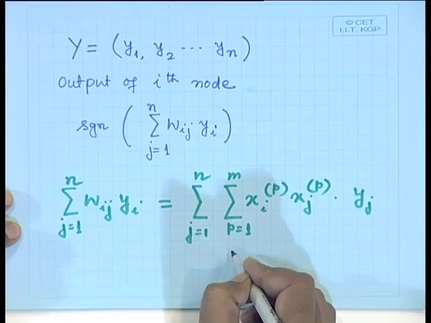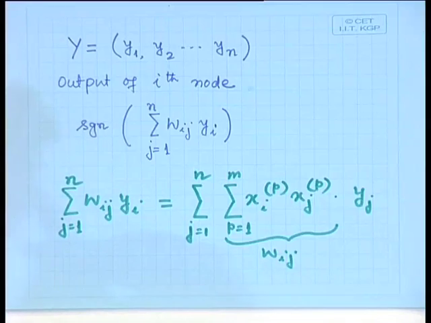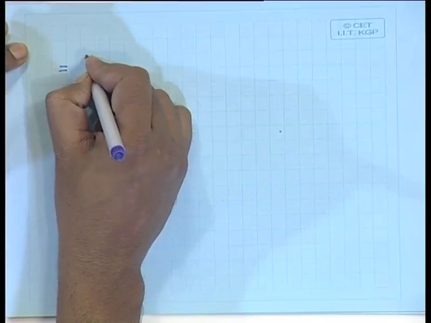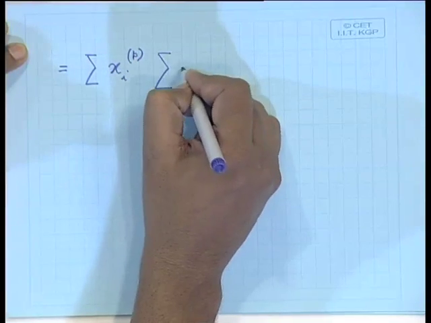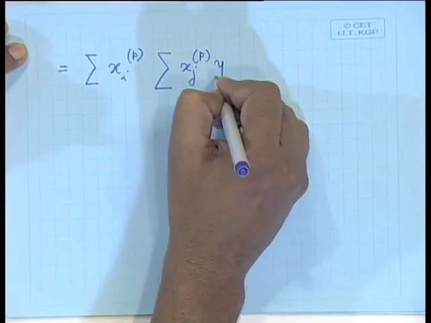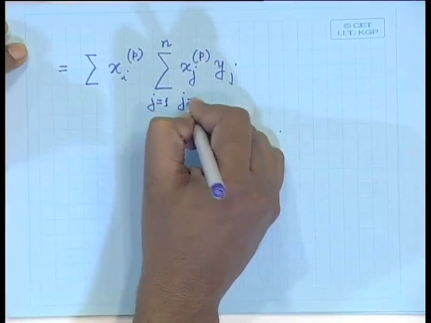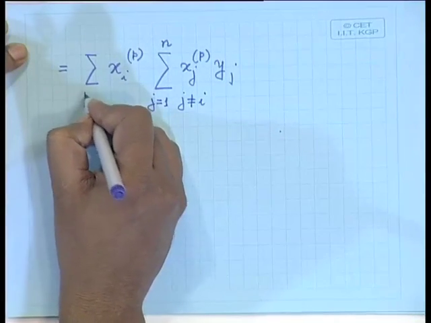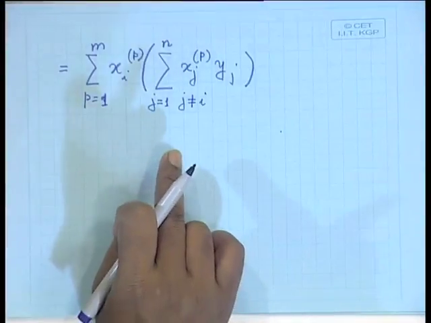So, this is what my wij is, and this term I can write as the sum of xi^p into the sum of xj^p yj, where j varies from 1 to n and j not equal to i, and here p varies from 1 to m. So, I can write this whole term in that manner. It is just rewriting this expression into this form.